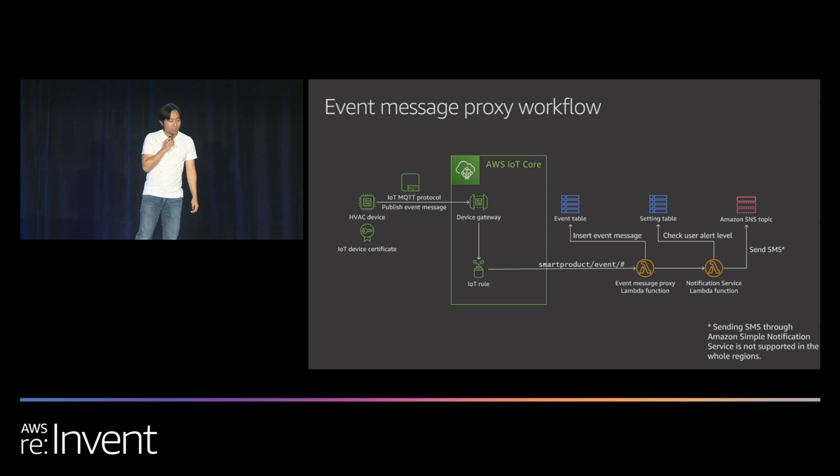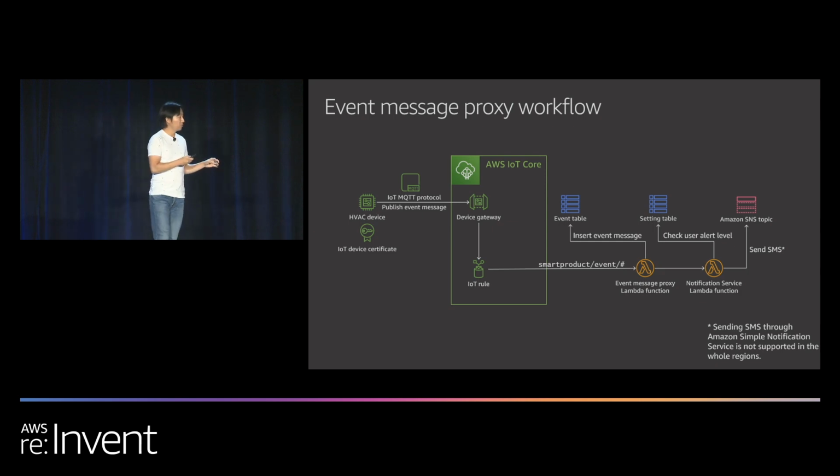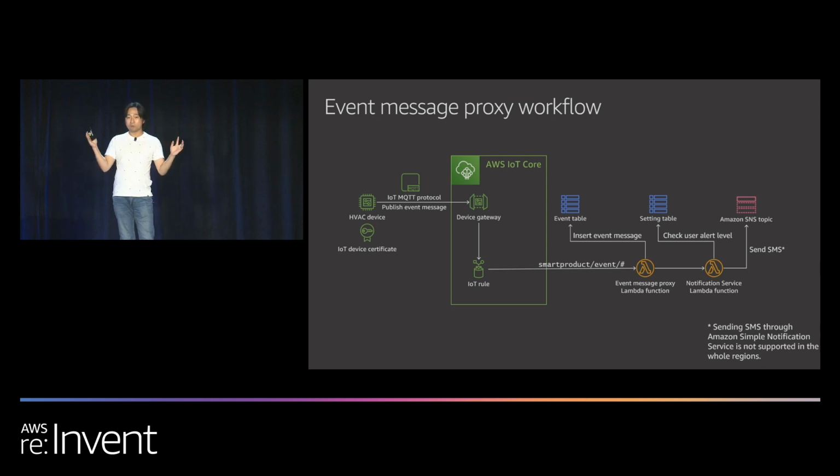This is the event message proxy workflow. Once your devices are sending any event message to AWS IoT Core, then AWS IoT Core is going to get that message to the topic. And then the IoT rule engine is going to send that message to the event message proxy Lambda function. What the event message Lambda function can do is insert your event message into a DynamoDB table so that you can see your events through the web console.